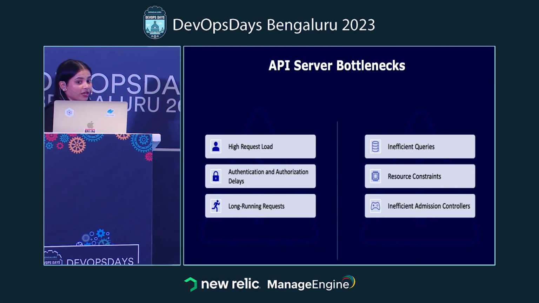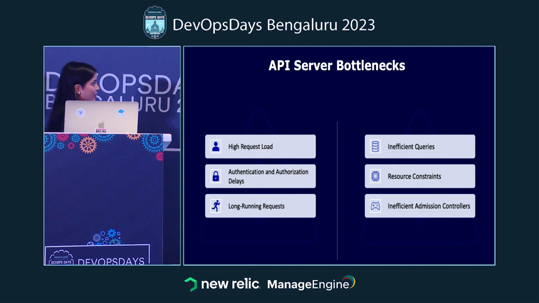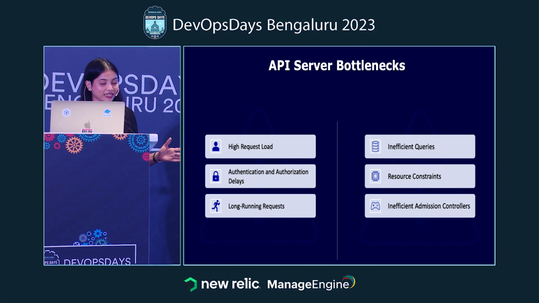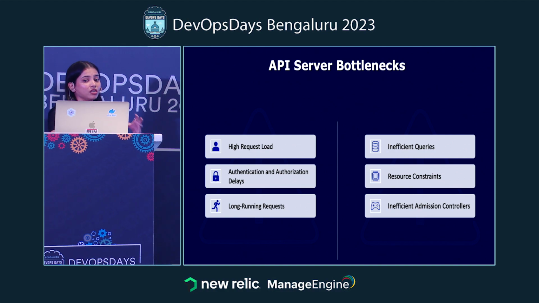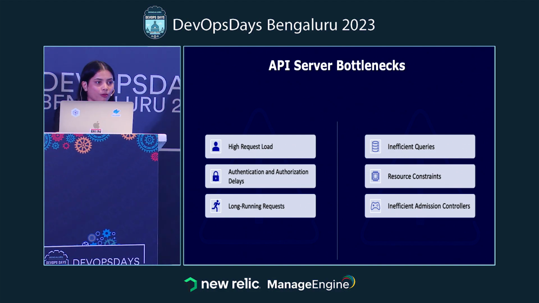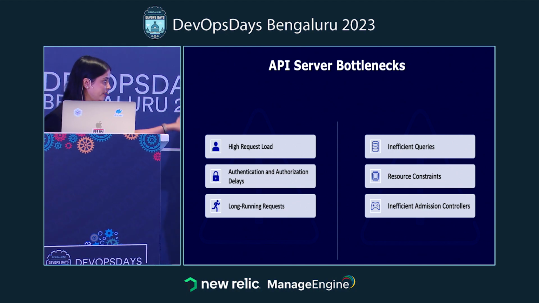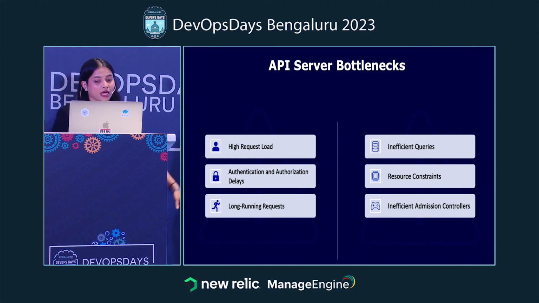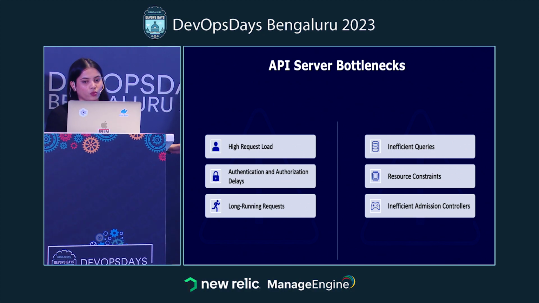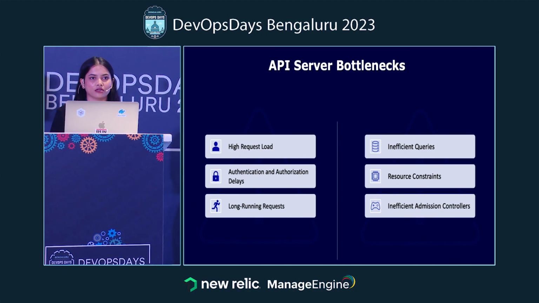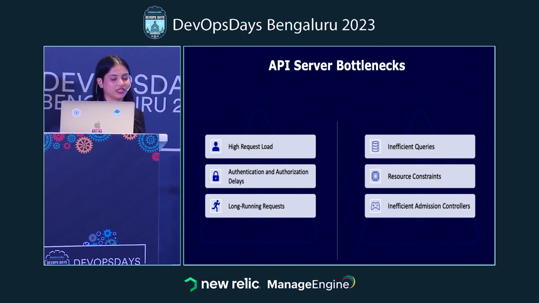So I'll first deep dive into the API server bottlenecks. As I said earlier, it is a very critical component of the Kubernetes cluster. So here are some of the Kubernetes API server performance bottlenecks, and I'm going to share how we addressed each of them. A high volume of incoming API requests can overwhelm the API server and lead to performance degradation.